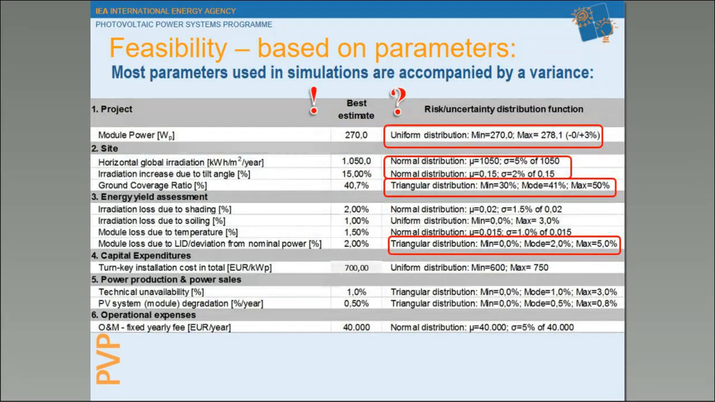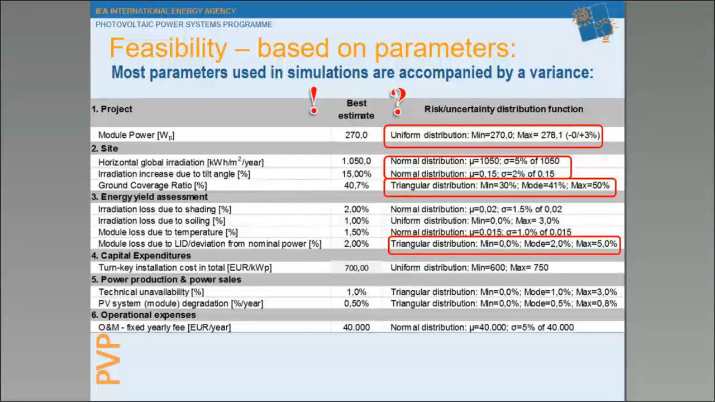We have here 12 parameter values used in an energy simulation and for calculating the ensuing financial revenue. On the left, we have our well-known parameters that we use daily in our discussions and calculations. The module power is, of course, the watt peak of the panel. Then we have our site parameters, which include the horizontal global irradiation, irradiation decrease or increase due to the tilt angle, and the ground coverage ratio.